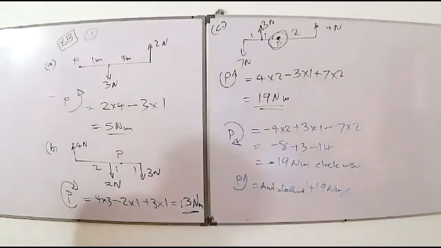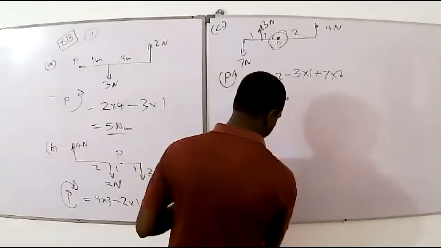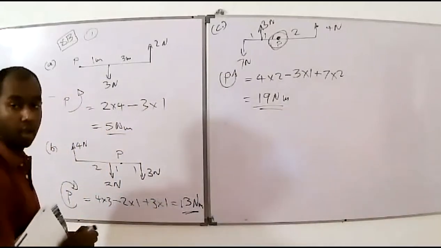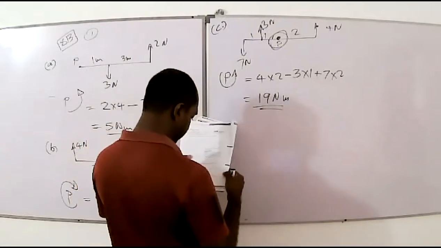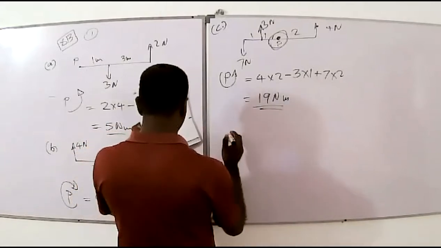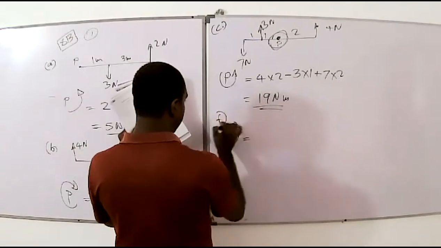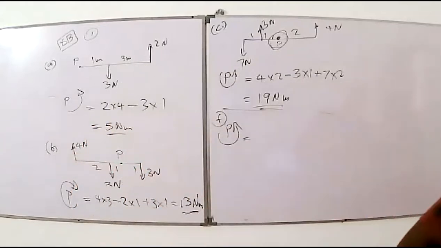Okay, E, F, last one, F. Another point F, I am going to calculate anti-clockwise, so around P, I am calculating in this direction. What do I take?